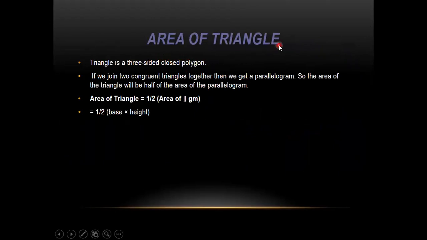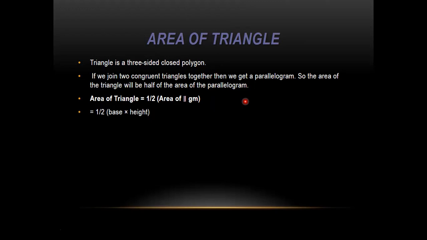Next is area of triangle. A triangle is a three-sided closed polygon. If we join two congruent triangles together, then we get a parallelogram. So the area of the triangle will be half of the area of the parallelogram.